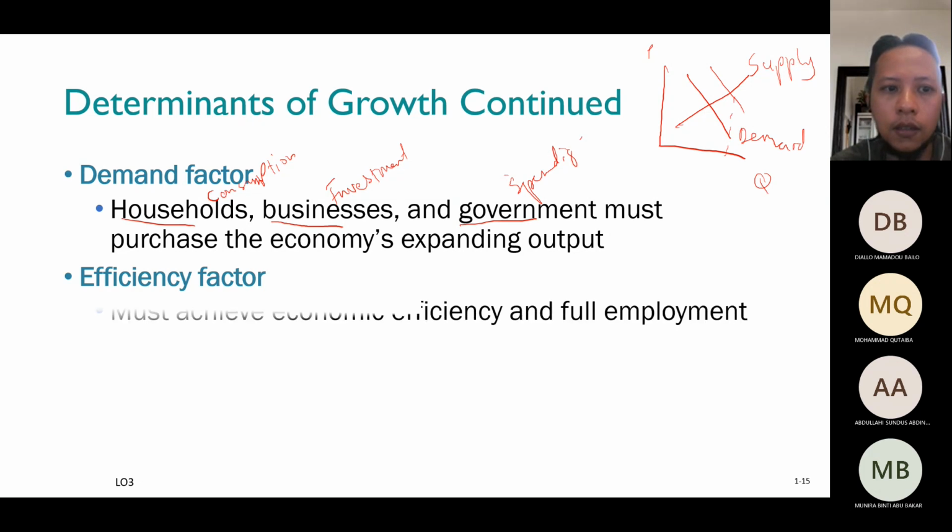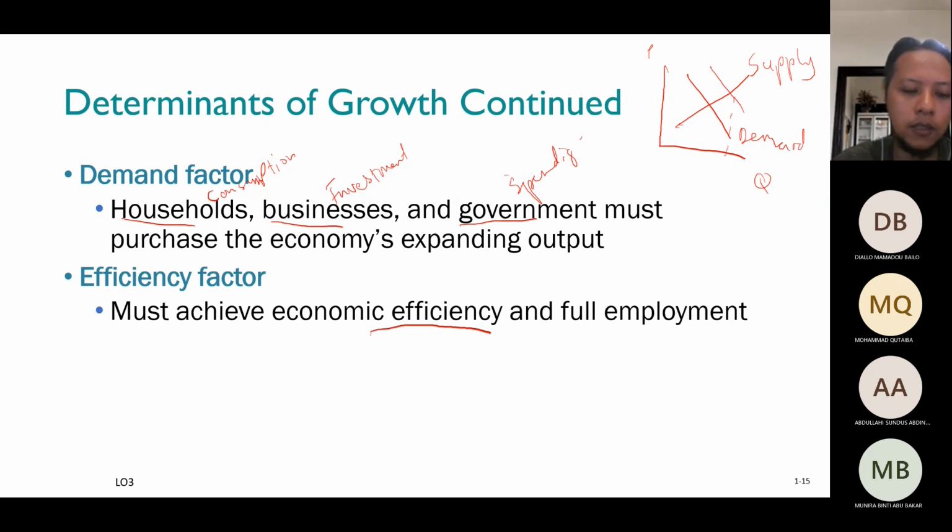Another factor is how efficient your resources are. How do you use your resources efficiently? For example, if you have many workers, but they are not efficient, then they are not producing efficient output. Or for example, if you look at government offices, there are many workers, but the workers are not doing anything. So are they efficient? Are they providing the output or not?